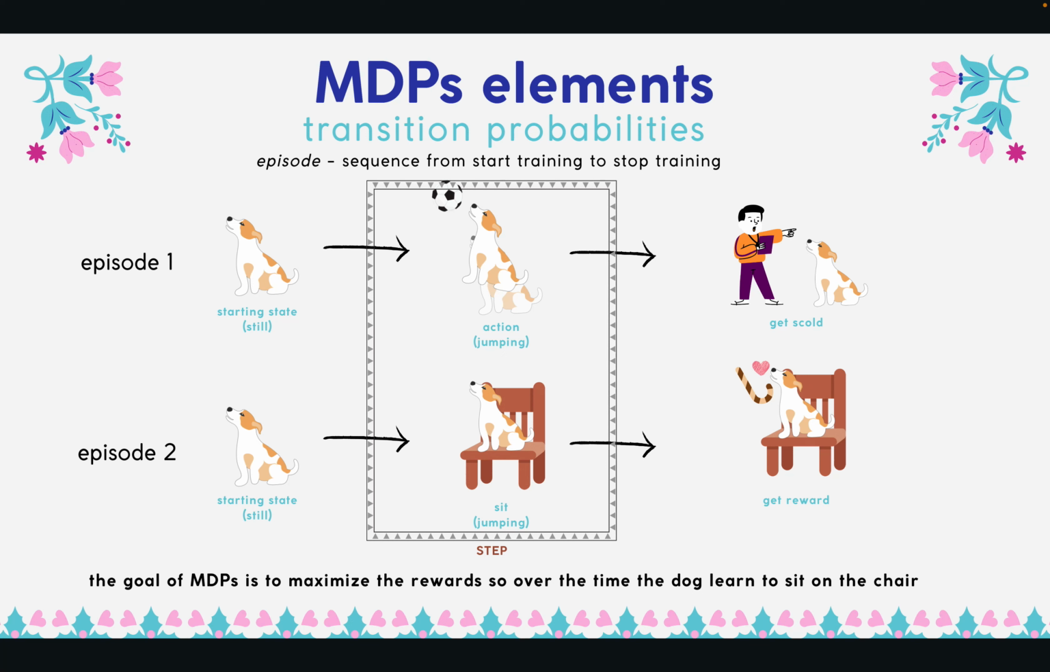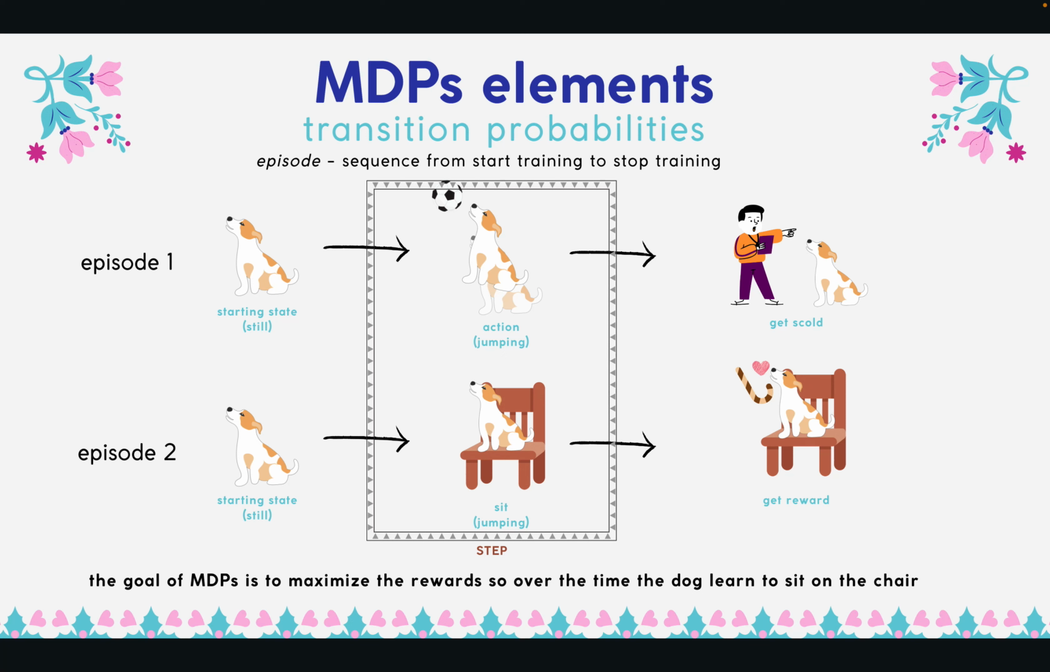There is only one step in this scenario because this is a very, very small but easy to understand scenario. The step is in the middle. In this step, you choose to do an action, and the actions available are jumping and sitting. At the first episode, the dog jumps and gets scolded, so it learns. In the next episode, it starts still again, then it sits. Now it gets a reward. So now the dog knows that if it sits, it gets a reward. The goal of the MDP is to maximize the rewards over time. So the dog learns to sit on the chair.